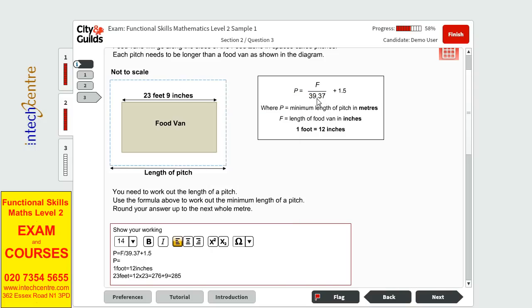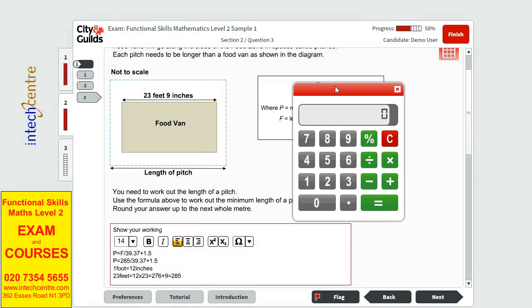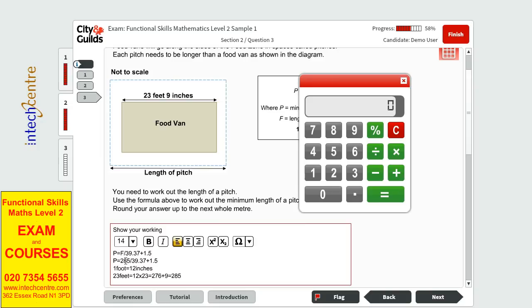So this is how many inches we have in order to apply the formula. So we use 285 divided by 39.37 plus the 1.5. As you know, the BODMAS or BIDMAS, however you like to call it, we have to start with the division. We have to go in the order of BODMAS in order to apply the formula. So we will now go on 285 divided by 39.37, and we have 7.23.